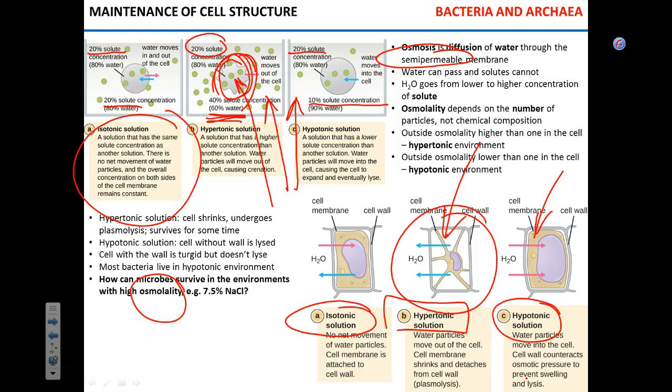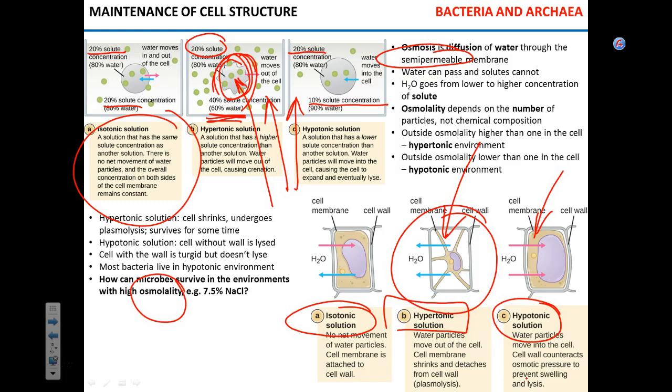Now let me tell you something. There are microorganisms that can survive pretty high concentrations of salt. For instance, typical Staphylococcus aureus can survive up to 7.5% sodium chloride. To give you a perspective of how concentrated that is, take a measuring cup of water and add a tablespoon of salt to it. That's salty. Staphylococcus aureus can grow in this environment. It doesn't shrink.